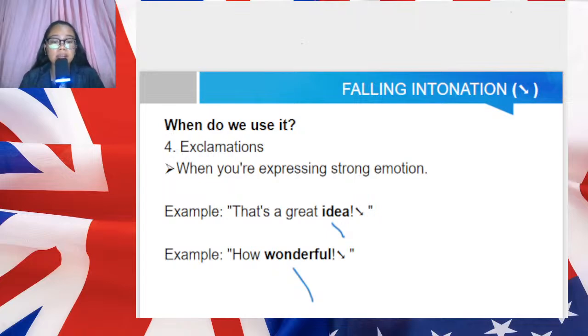So in all these instances, everyone, the falling intonation takes the strong emotion and delivers it with a sense of finality and full expression. It's like putting an exclamation mark, not just on paper, but in the air with your voice.